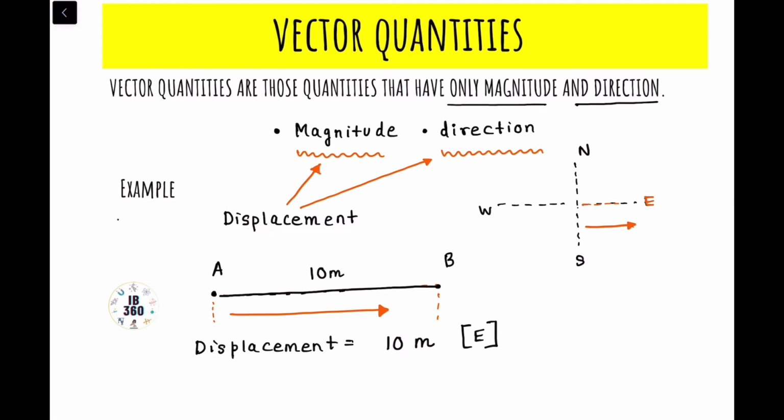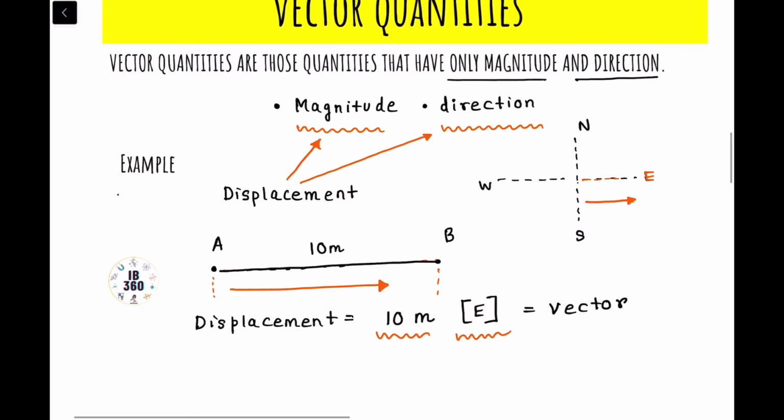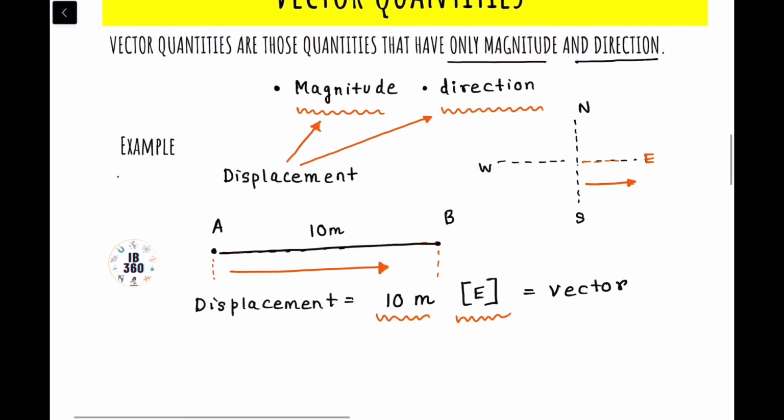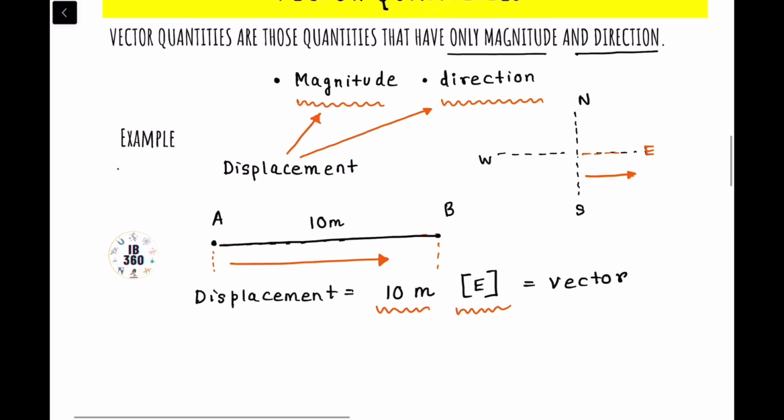So for displacement the magnitude is not enough. We need to specify in which direction you are going also, that is, towards the east. So our displacement will be a vector quantity.